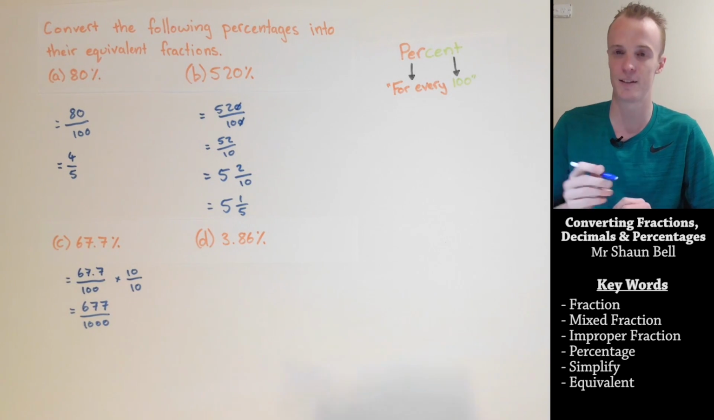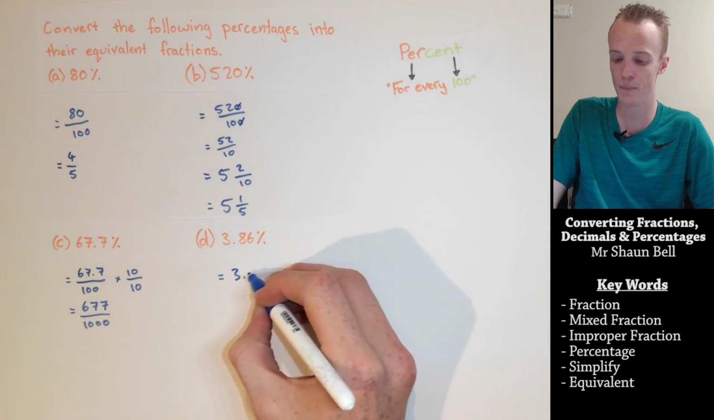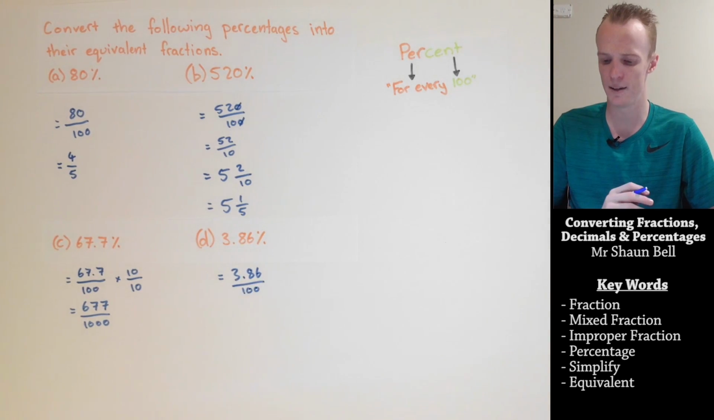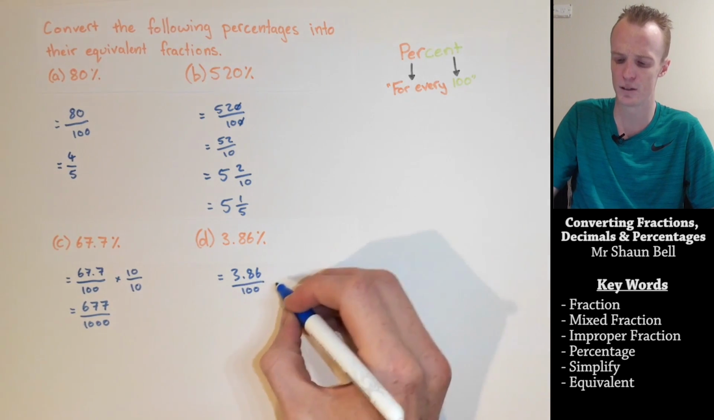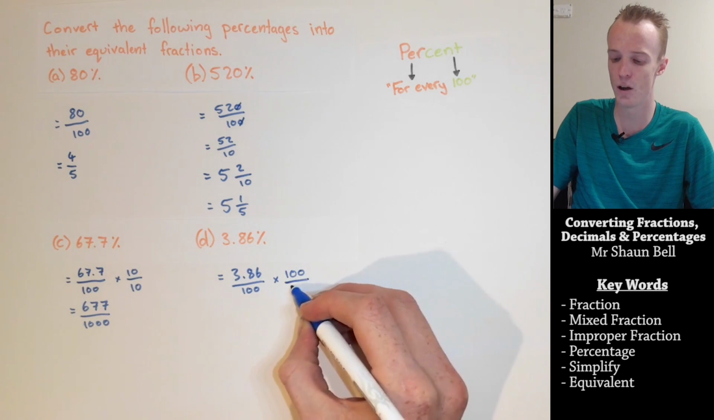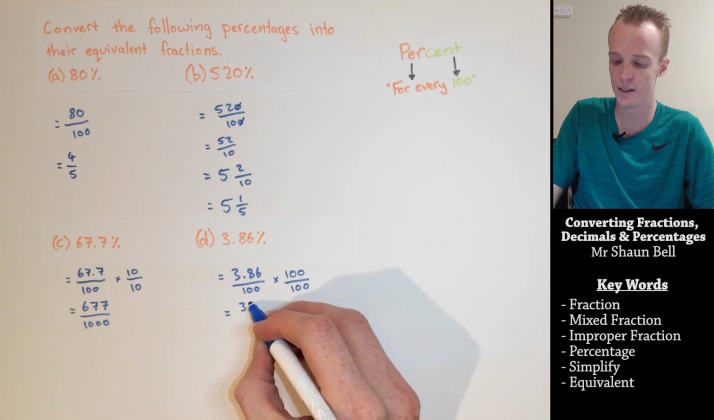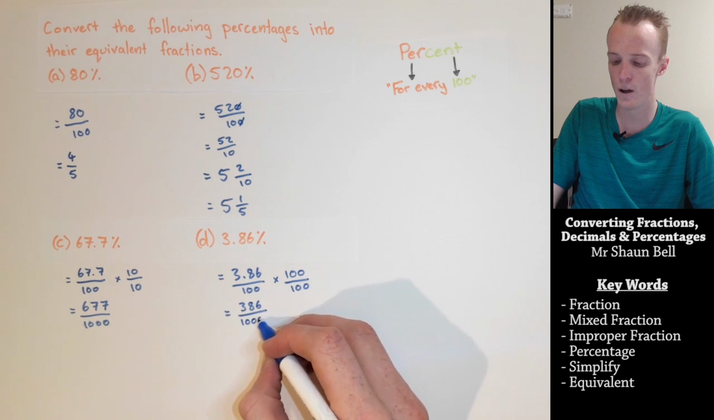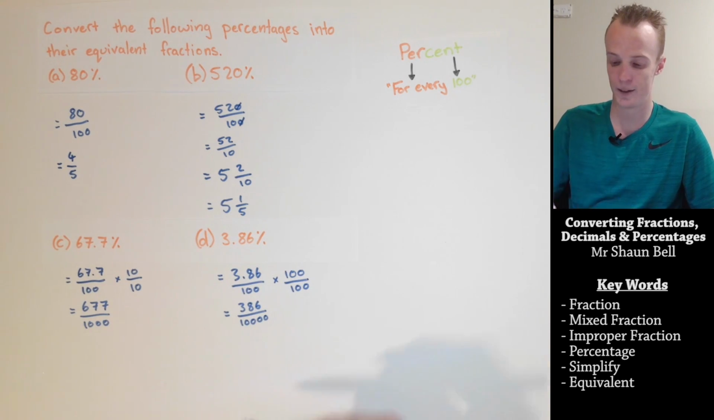Let's try it again with this decimal here. Our first step will be to put this percentage of 3.86 over 100 because that's what the word percent means. But I've got this decimal here, so I need to move this decimal place 2 spots to the right. I can do that by multiplying by 100, but whatever I do to the top, I must do to the bottom. So 3.86 times 100 is 386, over 100 times 100 is going to be 1 with all the zeros, or 10,000. Now we've got to look to see if we can simplify this.